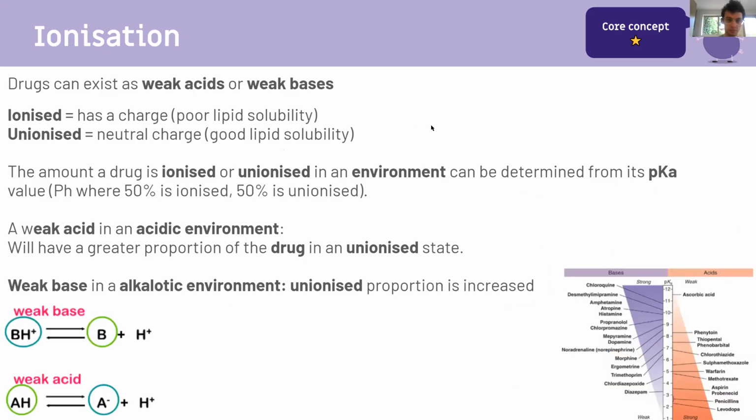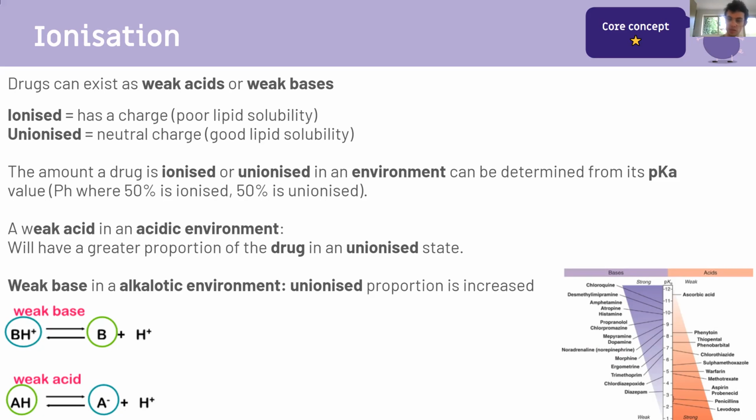Next slide, please. To continue with that ionization concept, drugs can either be weak acids or weak bases. There's a list over here, mostly for interest, it's not super high yield. Ionized has a charge and poor lipid solubility. The fact I've said it like 8 times means it's important, but hopefully you've encountered that before. Unionized is a neutral charge, it's nonpolar, so it has good solubility. And the environment determines how much is ionized or unionized.